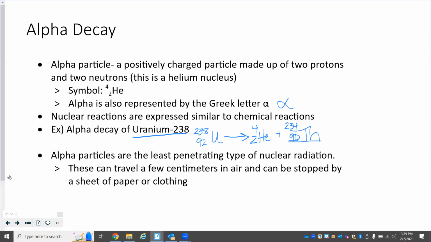And we're going to do several examples with these, and then you can practice them on your homework. So alpha particles are the weakest of all types of radiation. They're the least penetrating type of nuclear radiation. So they do not go very deep into your skin or into your cells. Alpha particles can travel a few centimeters in air, and they can be stopped by something as simple as a piece of paper or a piece of clothing.